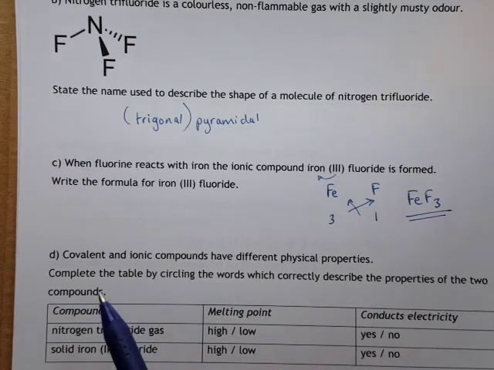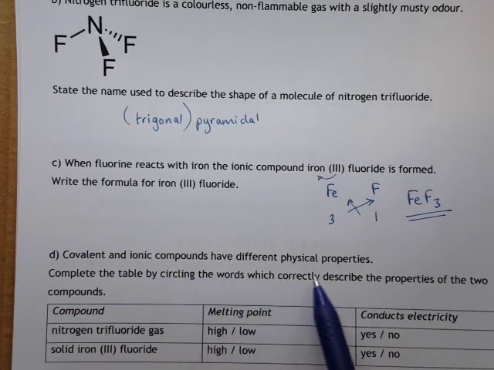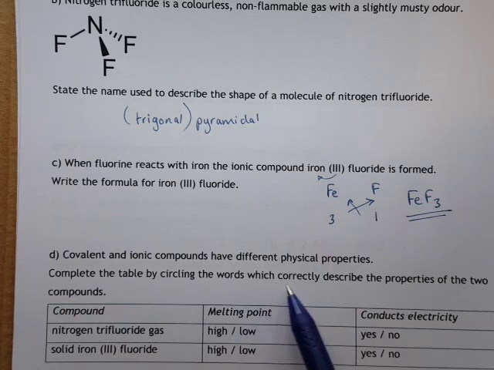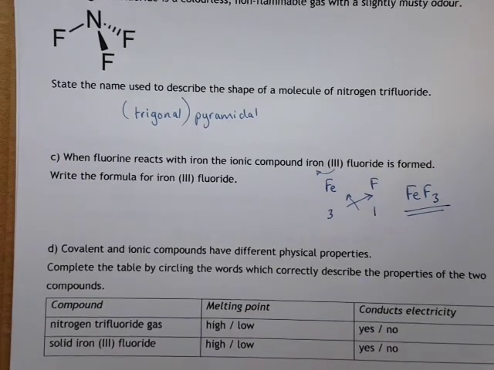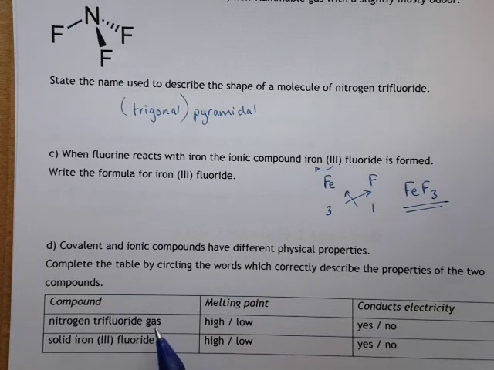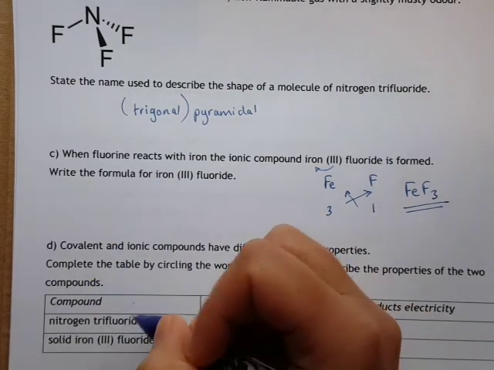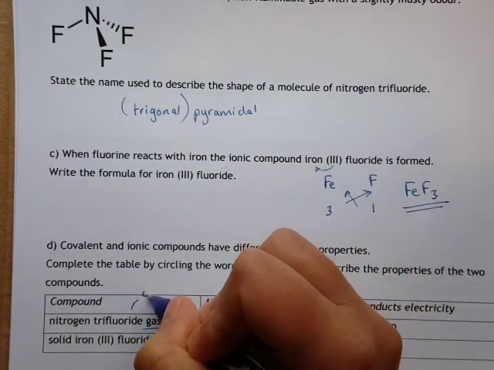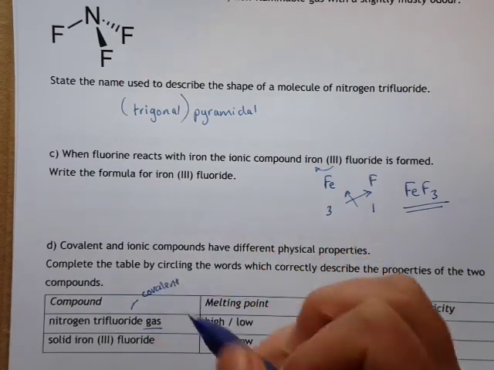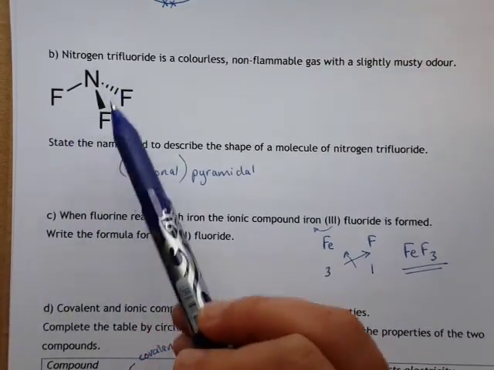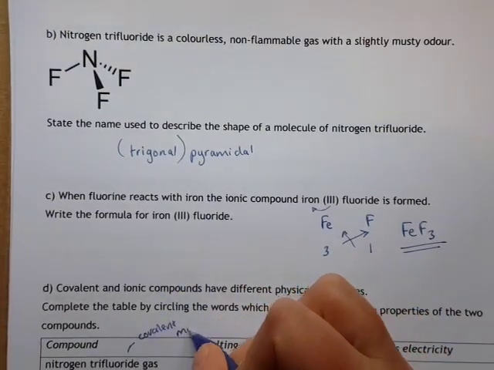Okay, and then finally part D, covalent and ionic compounds have different physical properties. Complete the table by circling the words which correctly describe the properties of the two compounds. So again, this is a bit of memory work. If you didn't get this, again, you need to do some more revision. So nitrogen trifluoride gas, well, we know that it's a gas, and we know that if it's two non-metals, it's most likely to be covalent. Okay, and if it's a gas, and you've actually seen this already in the question, it's made of molecules, so it's covalent molecular.